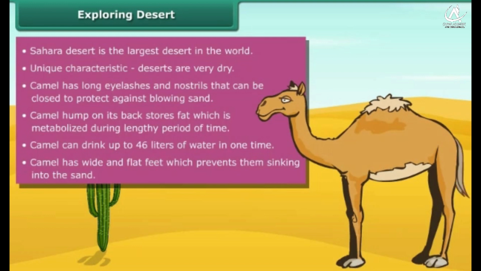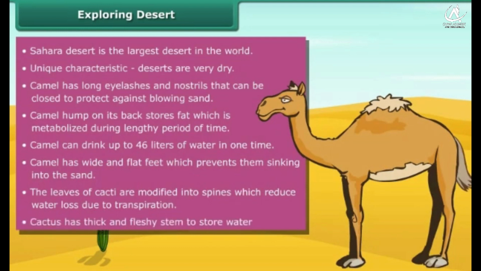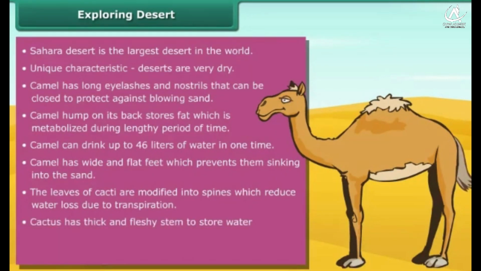Similarly, plants like cacti also show various adaptations to survive in a dry and hot environment. The leaves of cacti are modified into spines, which reduce water loss due to transpiration. Cactus has a thick and fleshy stem to store water. Roots of the desert plants penetrate deeply into the soil to absorb water.